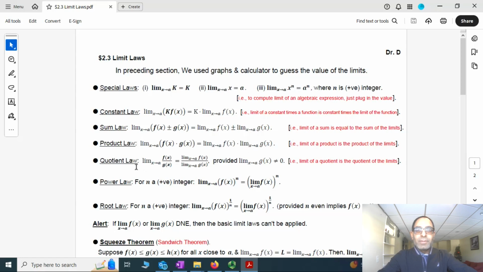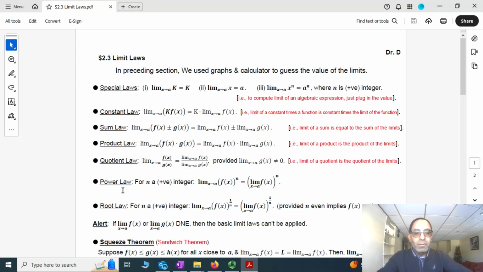Quotient law: the limit of the quotient equals the quotient of their limits, provided the limit of the denominator function g(x) as x approaches a is not 0. This requirement is necessary because when you define fractions, we want to avoid 0 in the denominator.